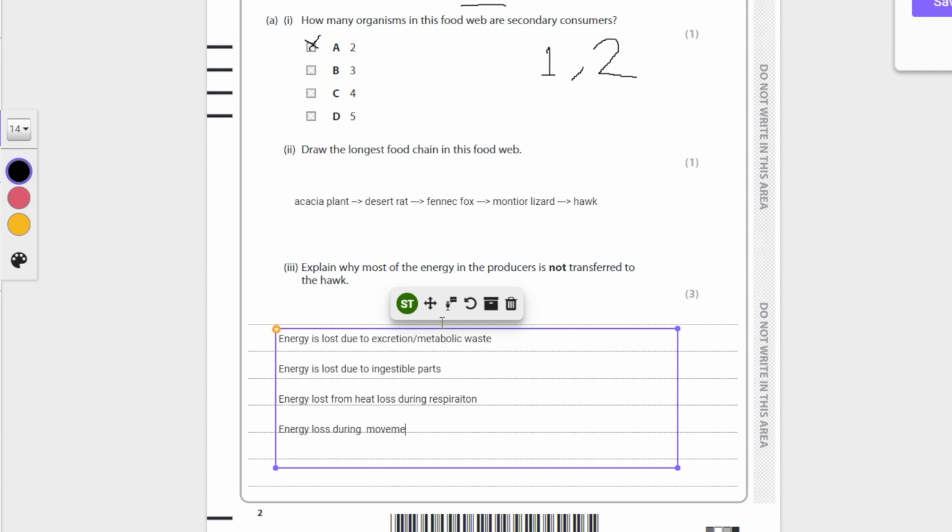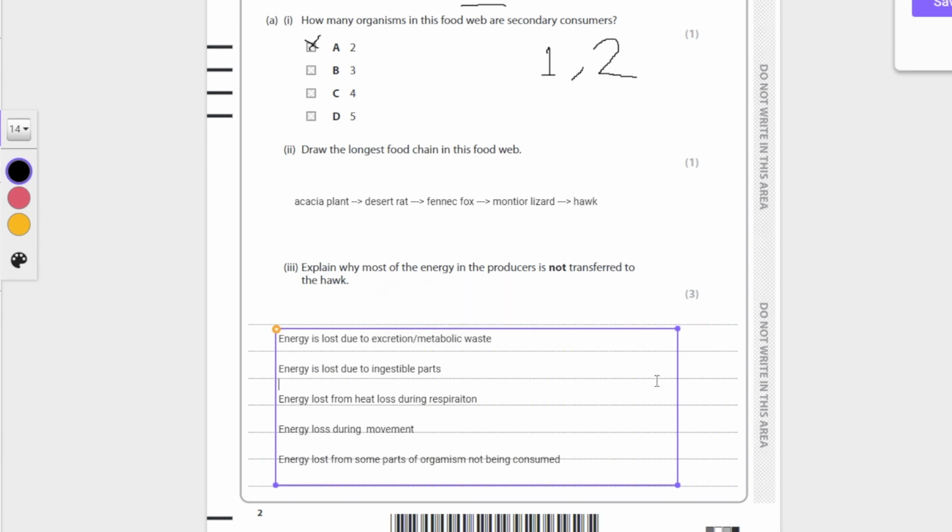Another key one you can say is energy lost from some parts of the organism not being consumed. If it's confusing, just think of bones. Most animals do not eat the bones of their prey, so some energy might be lost there. There might be some parts that animals just don't like eating. Then we're just losing energy along the food chain, along the food web.